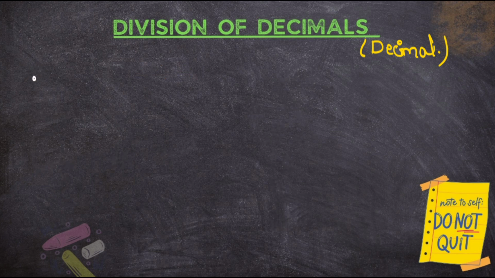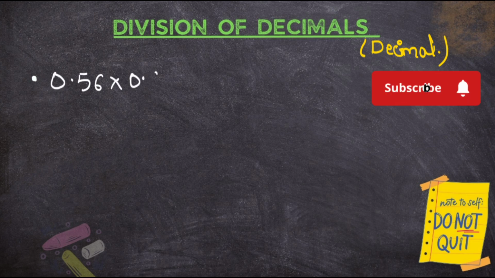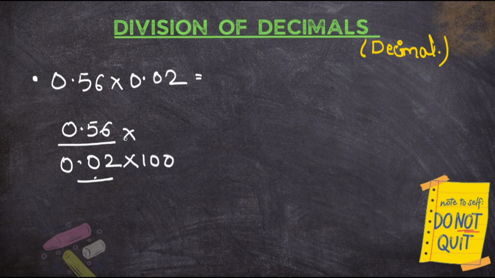Now let's take the next question, which is to divide 0.56 by 0.02. So now the first step is to write this operation in the form of a fraction. Okay, so it will be 0.02 in the denominator. Now the next step is to check the denominator and check how many digits are there after the decimal point. There are 2 digits, right? That means I will be multiplying with 100. Here also 100.